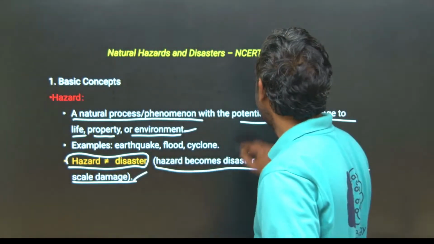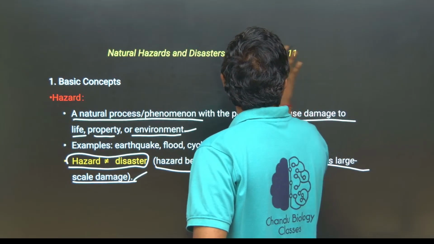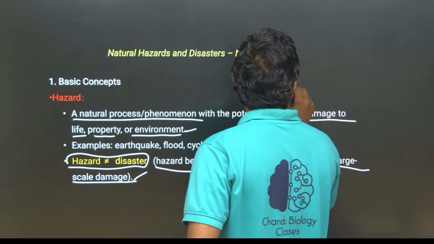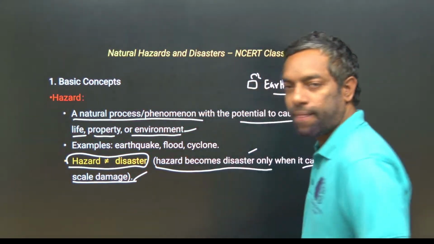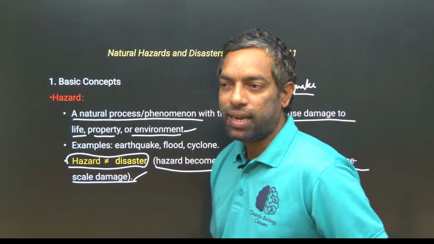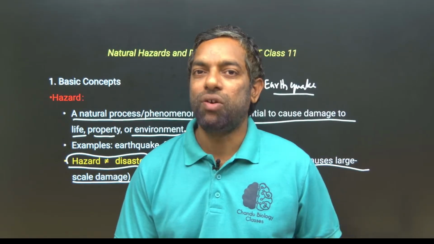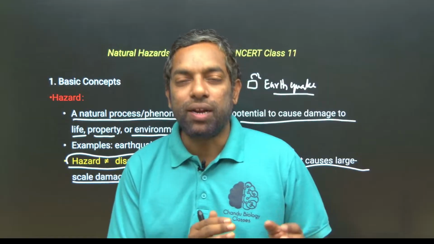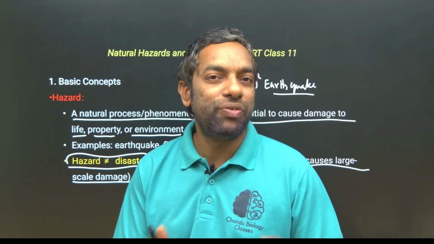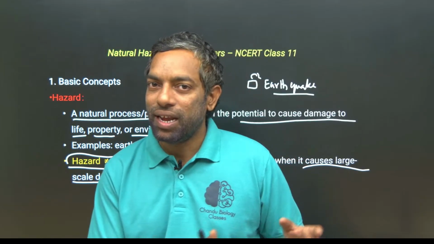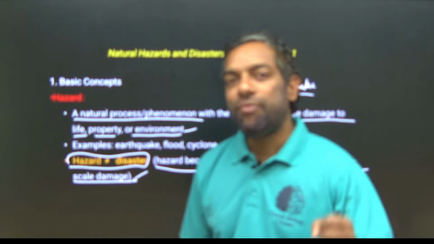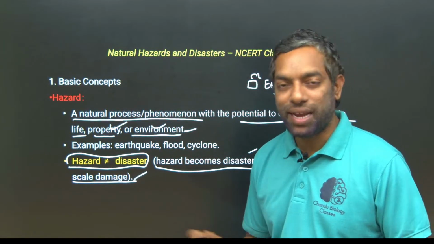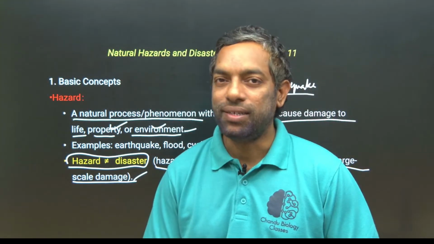Guys, just look at this. If an earthquake takes place at a certain point, in an unknown area like the ocean or a hilly area, that may not lead to a disaster. But if there is an earthquake or flooding in an area like Delhi, which is densely populated, it will cost many lives, and destruction of property and the environment takes place. In that way, we can call it a disaster.